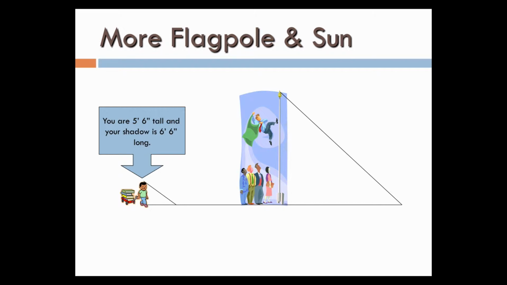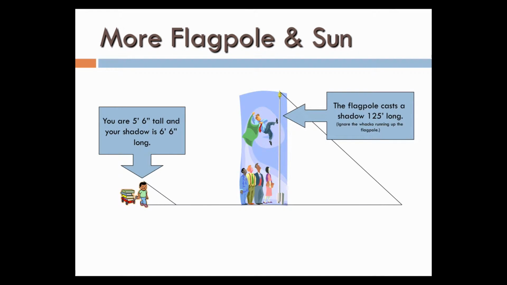Okay, so there's a scenario. You're walking along, you see this idiot running up a flagpole. You know how tall you are, and for some weird reason, you know how long your shadow is. And you have a wagon full of math books. You also happen to know that the flagpole casts a 125-foot shadow. The question is, how tall is the flagpole?